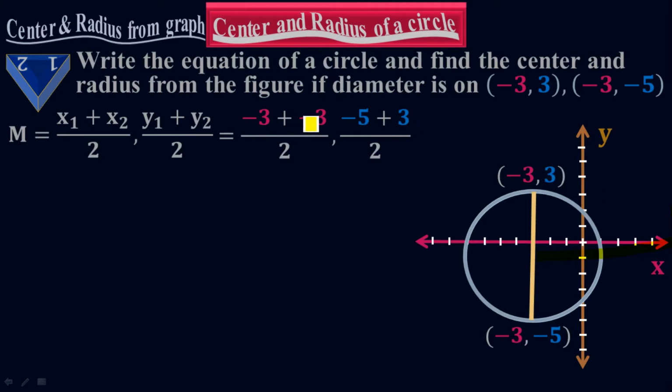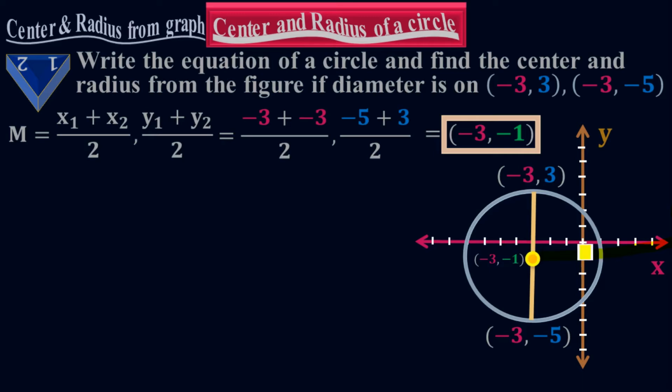-3 plus -3 is -6, and -6 over 2 is -3. -5 plus 3 is -2, and -2 over 2 is -1. Therefore, the center of the circle will be (-3, -1). That's what we determined, the center lies at (-3, -1).